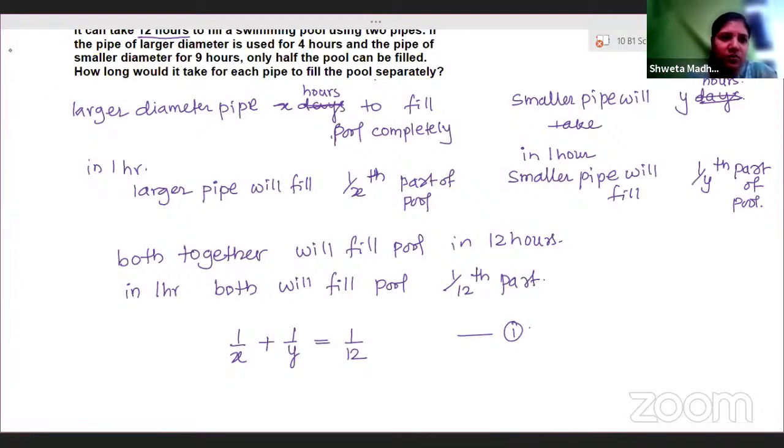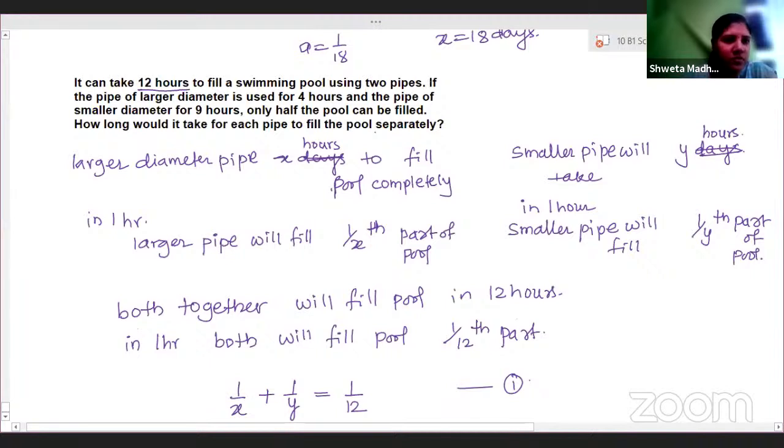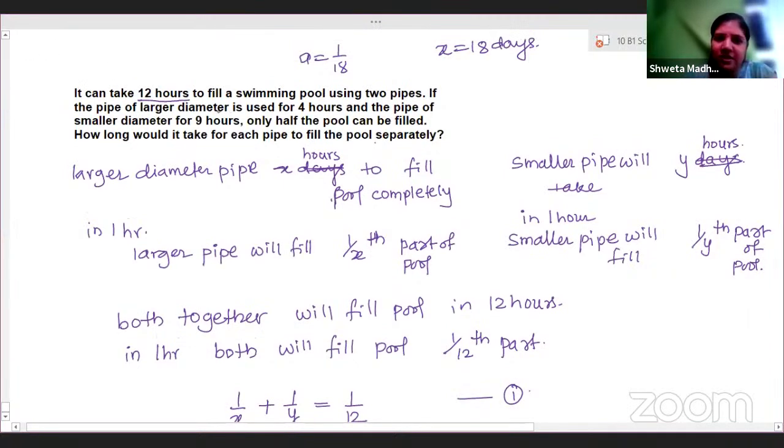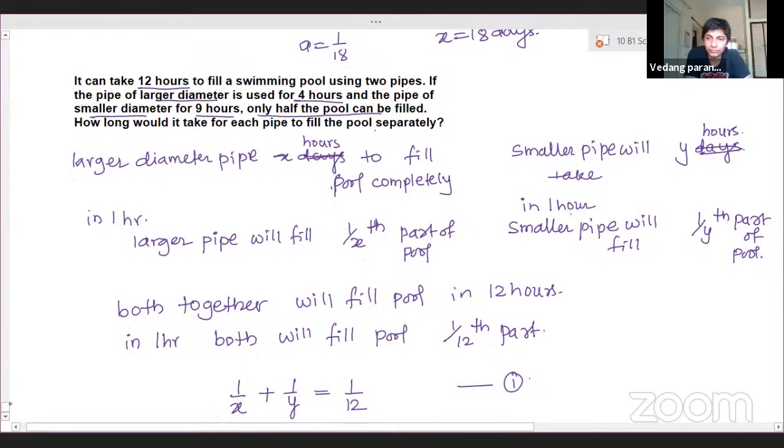Now, the second condition they have told: if the larger diameter pipe is used for 4 hours and the smaller diameter pipe is used for 9 hours, then only half the pool is filled. That means how much part will the larger diameter pipe fill in 4 hours? If in 1 hour 1 by X part of the tank is filled, then in 4 hours, 4 by X part will be filled by the larger pipe. And the smaller pipe is used for 9 hours: in 1 hour it fills 1 by Y part, so in 9 hours, 9 by Y. And the sum of them together is half the pool.